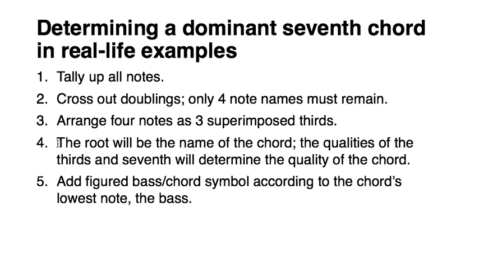That's how you find what the root is, and the root will give you the name of the chord. The qualities of the thirds, which means the quality of the triad you find, and the quality of the 7th that you form between the root and the note that will be a 7th above that, will determine the quality of your 7th chord. And then you have to add figured bass or chord symbols according to the chord's lowest note, the bass.